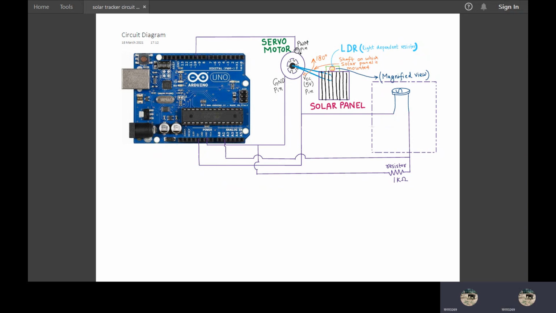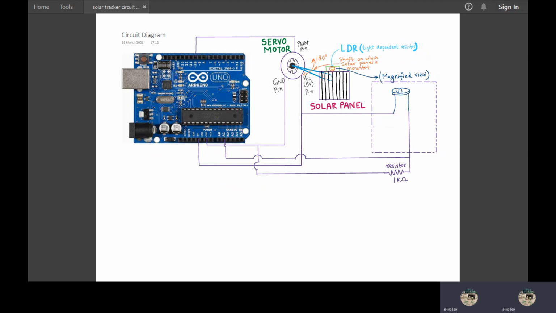and the PWM pin of the servo motor is connected with pin number 10. So here we are using the servo motor to rotate our solar panel. This shaft is connected with the solar panel and it is allowed to rotate 180 degrees, similar to the rotation of the sun, which also rotates about 180 degrees from west to east, east to west.